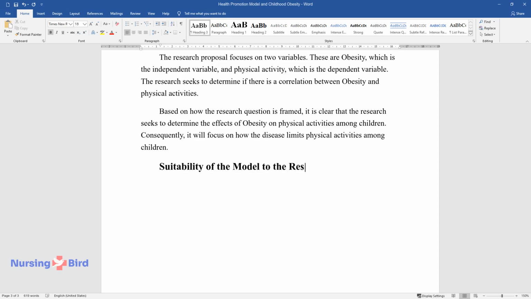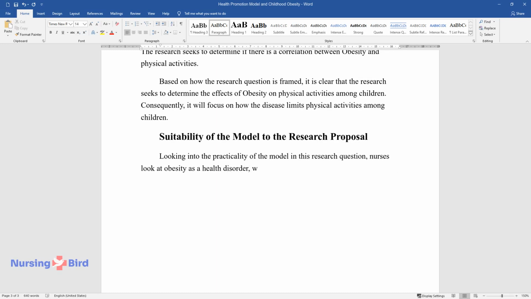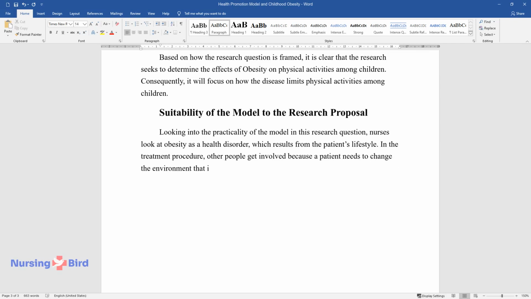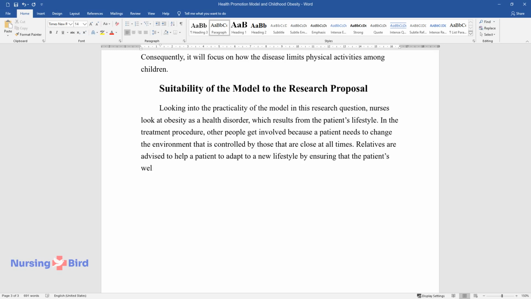Suitability of the model to the research proposal. Looking into the practicality of the model in this research question, nurses look at obesity as a health disorder, which results from the patient's lifestyle. In the treatment procedure, other people get involved because a patient needs to change the environment that is controlled by those that are close at all times. Relatives are advised to help a patient to adapt to a new lifestyle by ensuring that the patient's well-being is not negatively affected by the process.